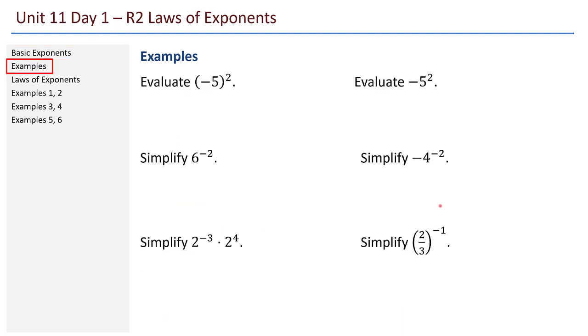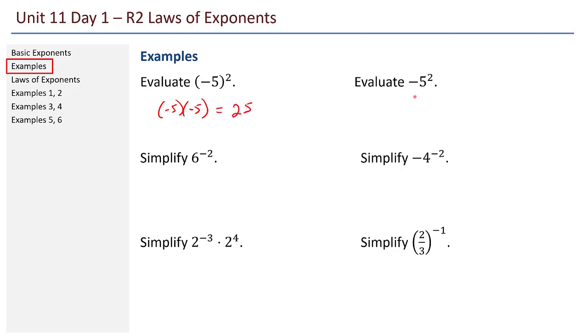Let's do some examples using those rules. I encourage you, please, stop the video at any time and see if you can work out the solutions to these before I do. All right, here we go. First one, evaluate (negative 5) squared. The parentheses are important, so that's negative 5 times negative 5. Negative times negative is positive, and that's 25.